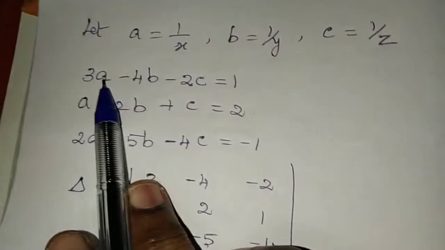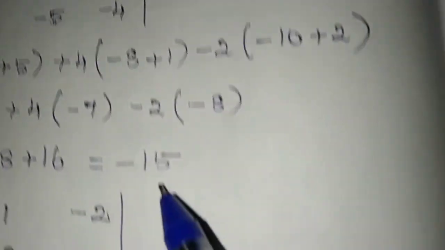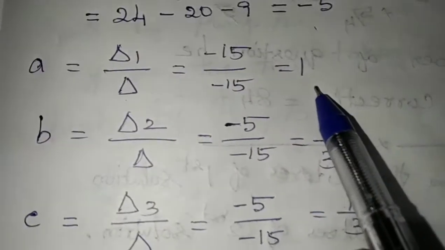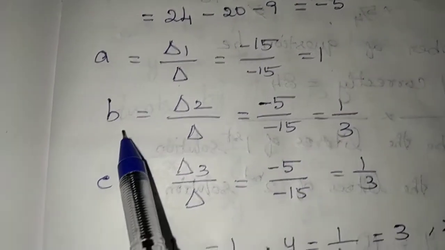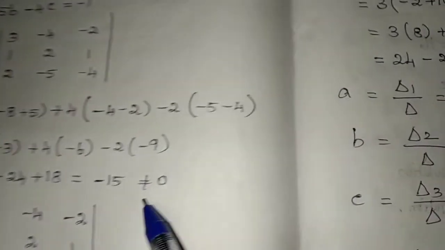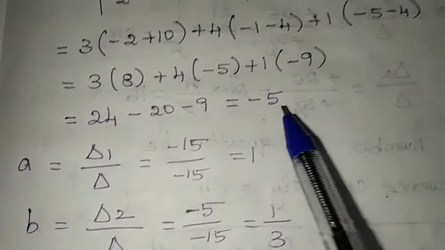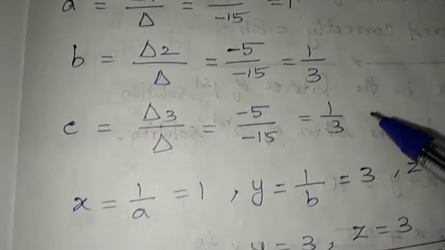Here the unknowns are a, b, c. So a equal to delta 1 by delta, that is minus 15 divided by minus 15 equal to 1. b equal to delta 2, that is minus 5 divided by minus 15. Simplify, 1 by 3. c equal to delta 3, minus 5 divided by minus 15, 1 by 3.